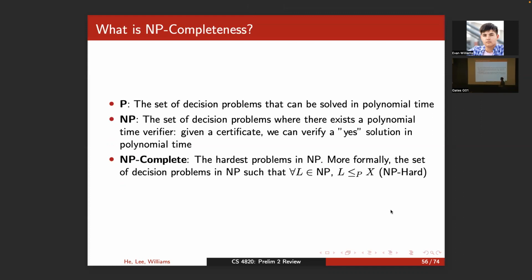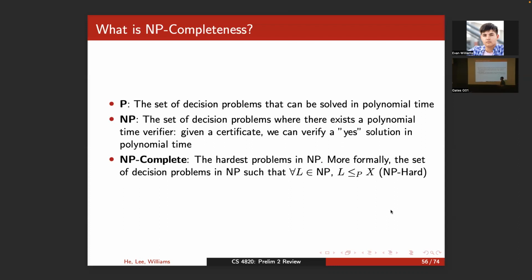NP is a set of decision problems where there exists a polynomial time verifier. That means that given a candidate solution to the problem and a problem instance, can I check whether or not the candidate solution satisfies the problem instance, right? And if we can do that in polynomial time, then the problem is in NP.